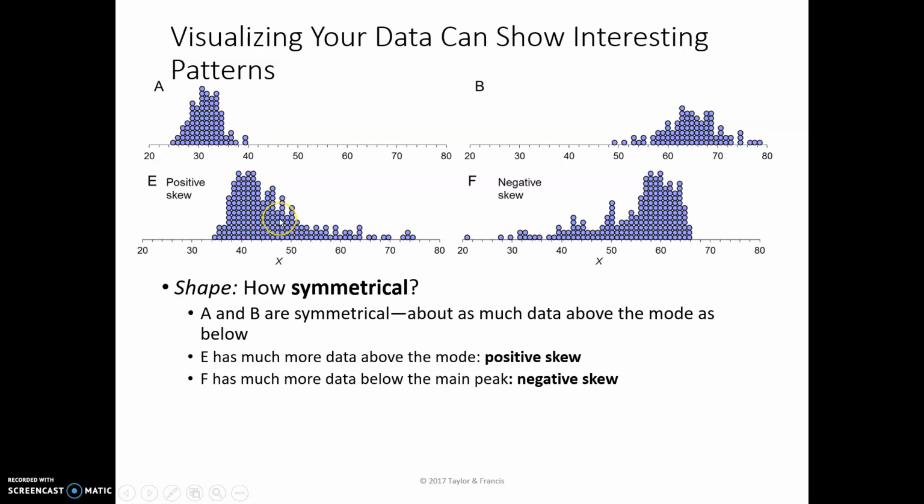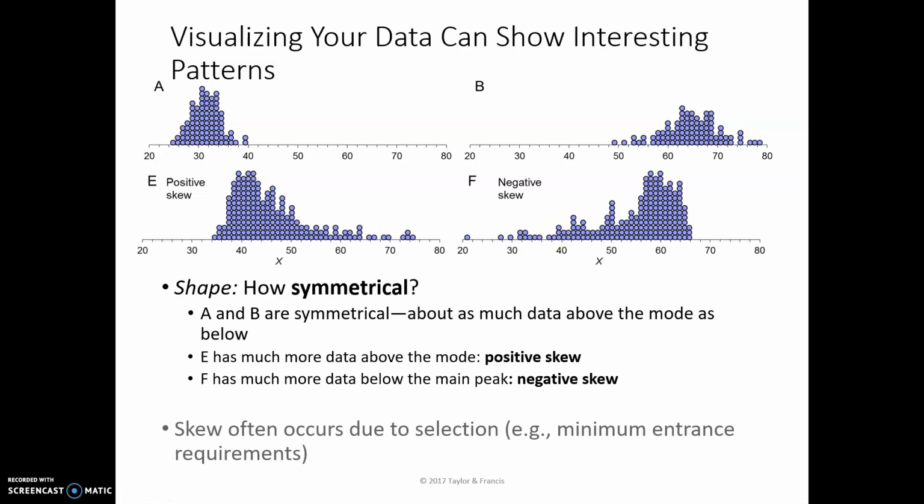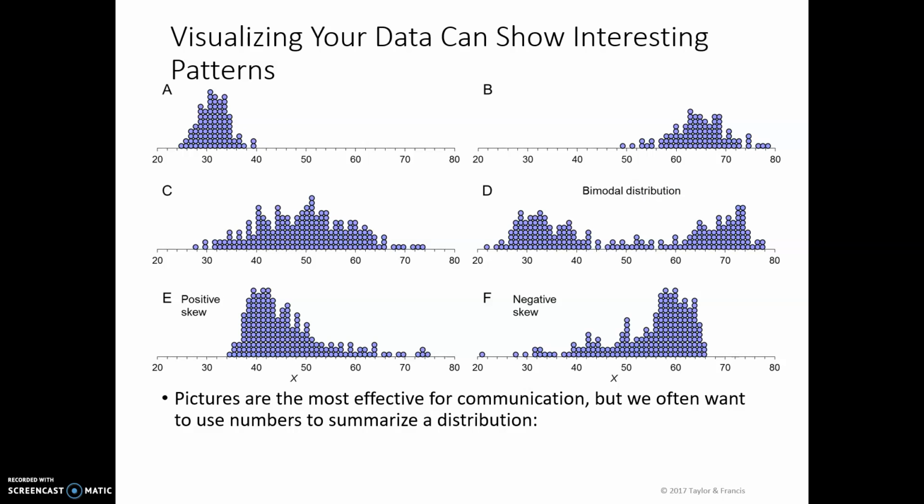And this is what we would call a positive skew. We call it a positive skew because the tail sticks out further toward the positive side than the negative side. On the other hand, in the case of figure F, you can see here's our main peak. Most of our data actually falls below that. That would be a case of negative skew. Skew will often tend to happen due to aspects related to selections, such as minimum entrance requirements, minimum SAT scores, minimum GPAs, or things like that.